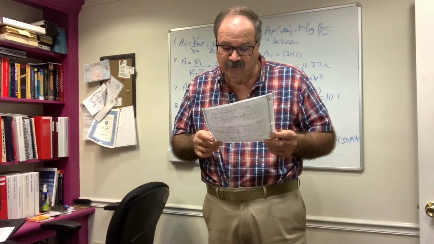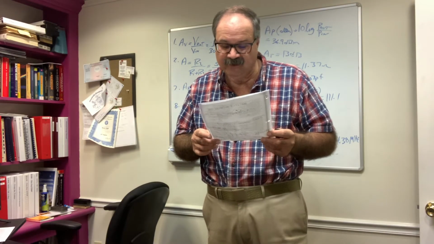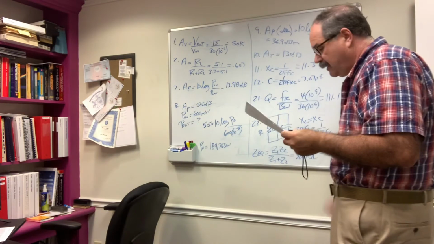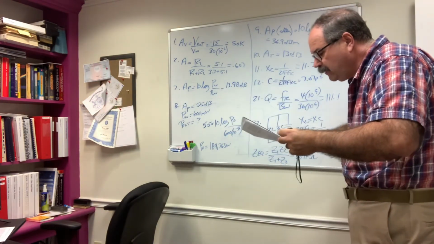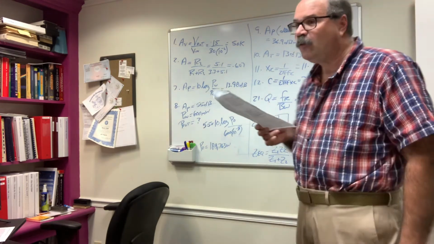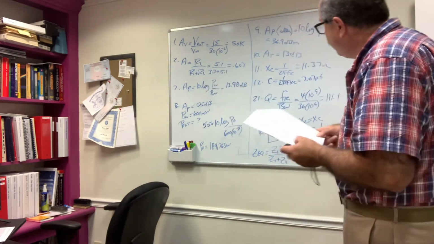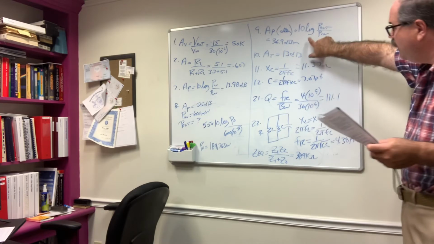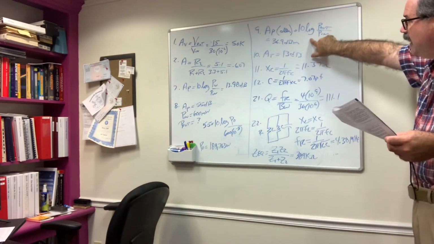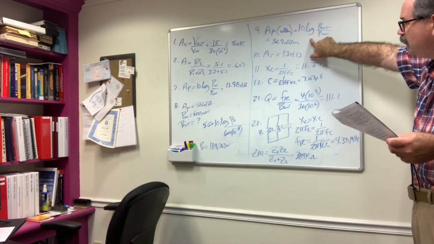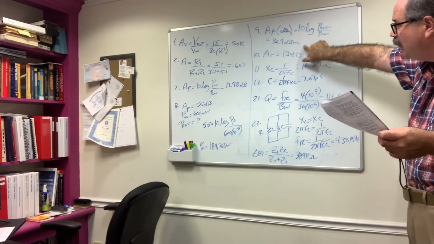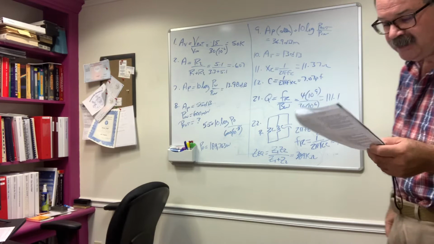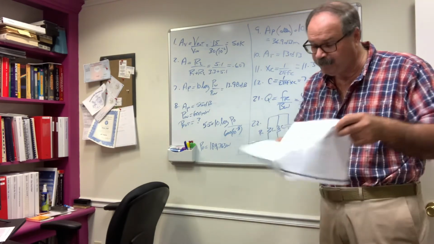Question 9. An amplifier has an output of 5 watts. What is its gain in dBm? So please remember, dBm is simply we are referencing our power to 1 milliwatt. So A_P in dBm is going to be equal to 10 times the log of P out over P in. Again, reference to 1 milliwatt. Plug the numbers in, 36.9 dBm.